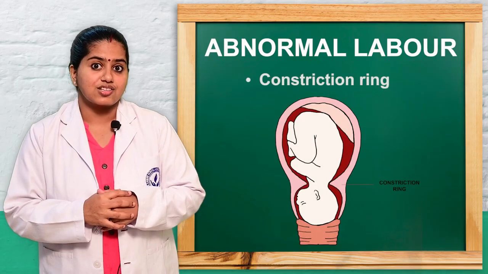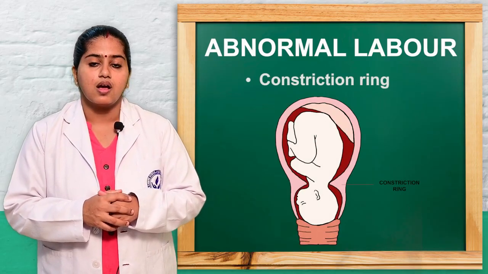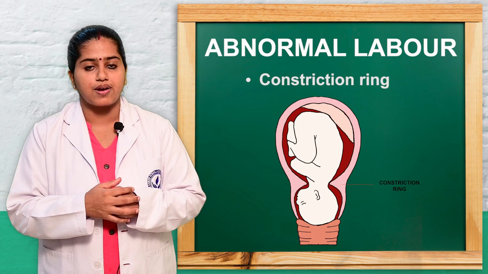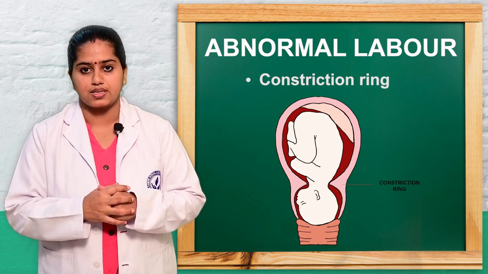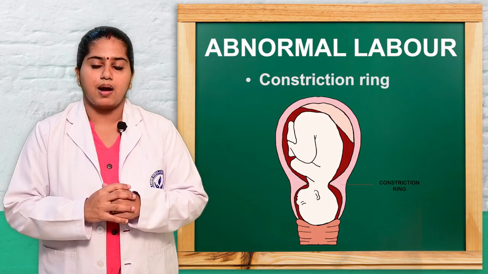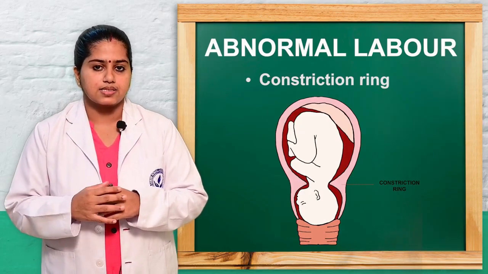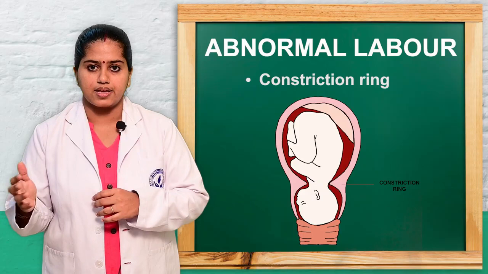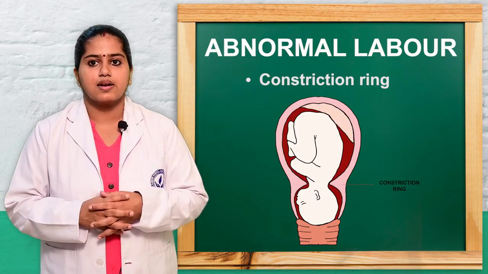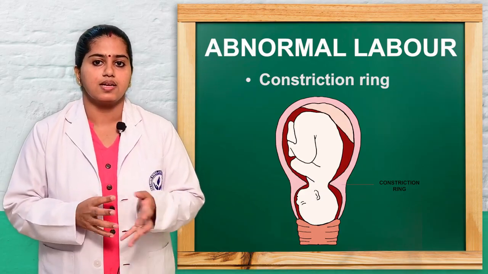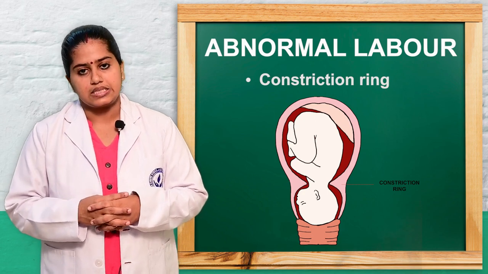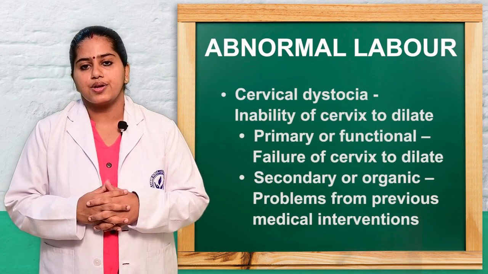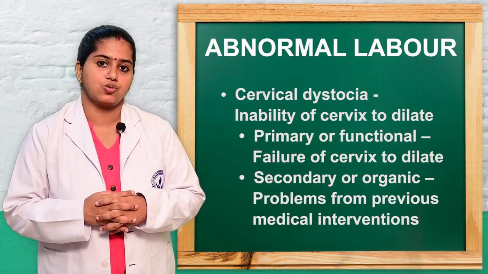Another point is a constriction ring. Constriction ring is because of the constriction of the muscle fibers, the ring will be formed on the upper and lower uterine segment. This cannot be felt on the abdomen. So, after giving the anesthesia, if you see, the ring can be relieved. So, pathological ring will be more complicated to the mother, and this constriction ring will be more complicating to the fetus.